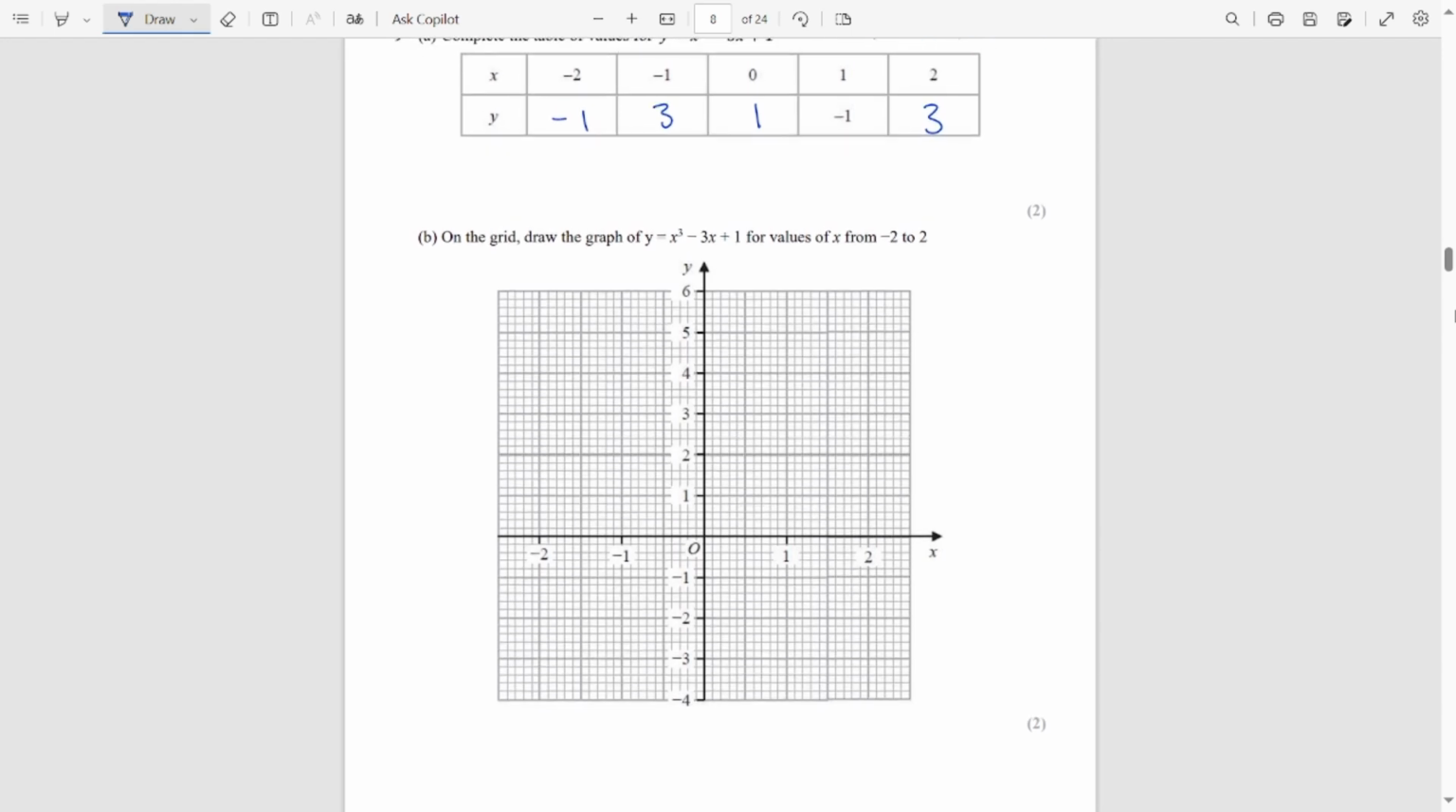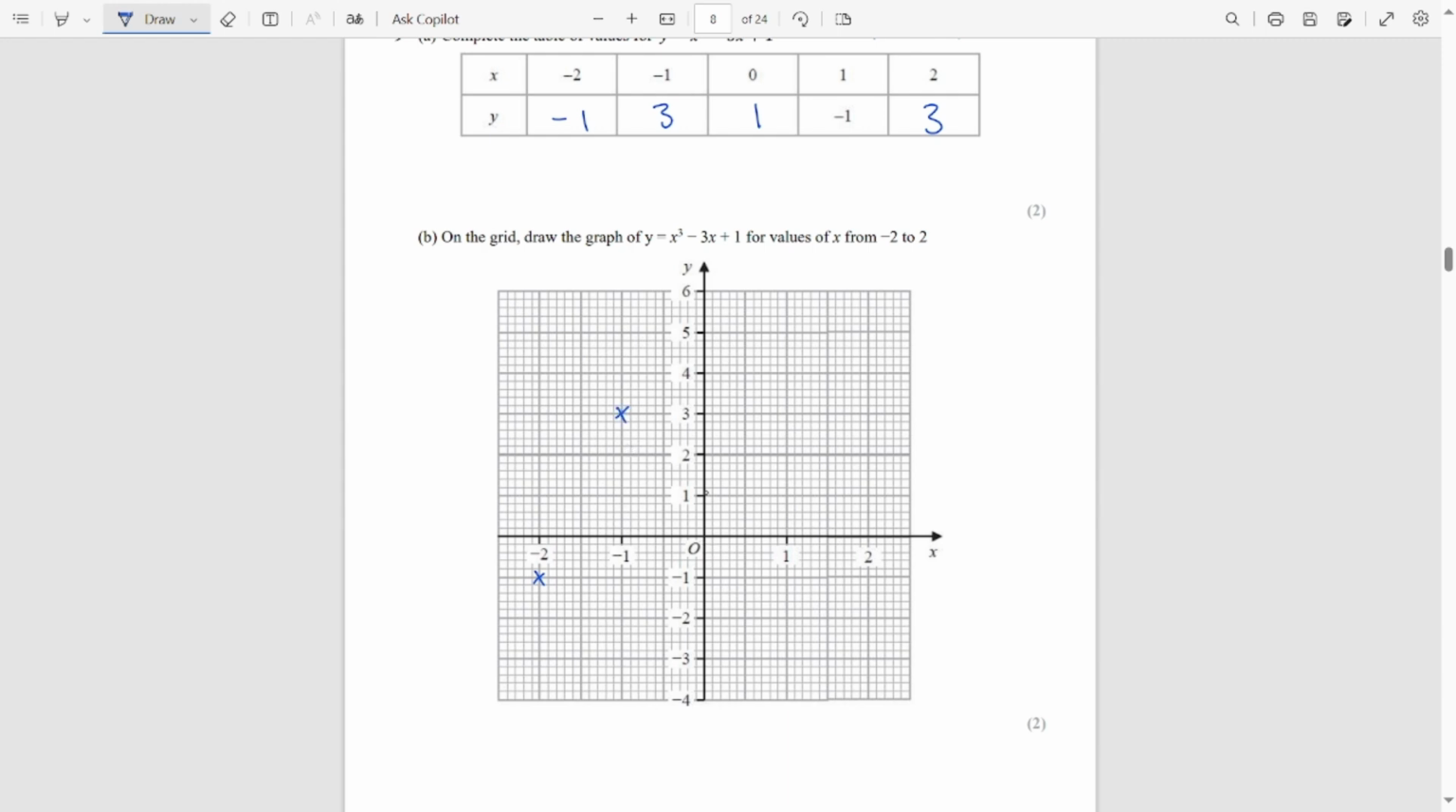So you're going to have to plot these coordinate points. For the first one, you have x = 2. So this is the x-axis here. So x = 2 is here, and then y is -1. So at (2, -1), you're going to draw a small cross there. And then x = -1, y = 3 is going to be there.